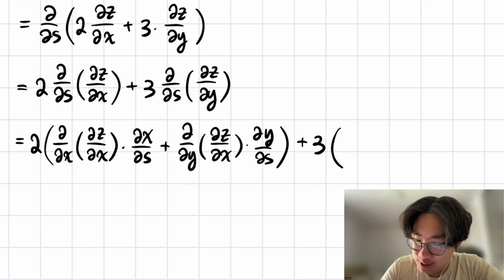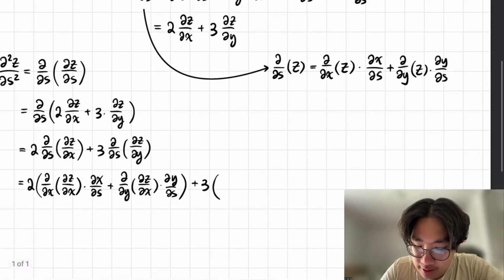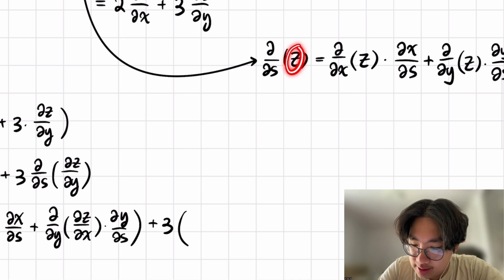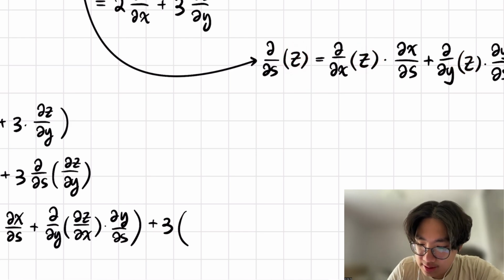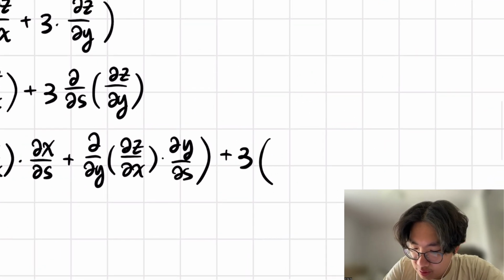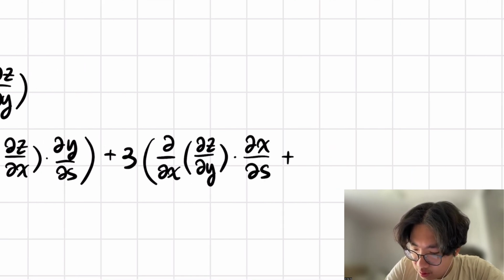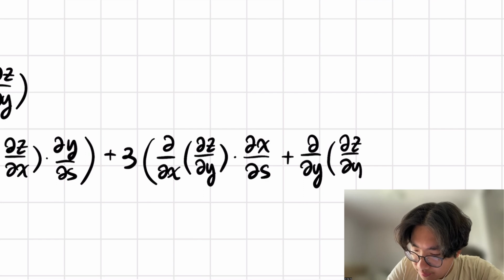Okay. Yeah. So same idea over here. I'll go through it faster this time. We're again just plugging in partial z, partial y into here, wherever you see z. So this then becomes partial over partial x of partial z over partial y times partial x, partial s, plus partial over partial y of partial z over partial y times partial y, partial s.